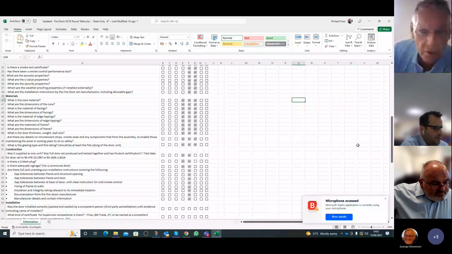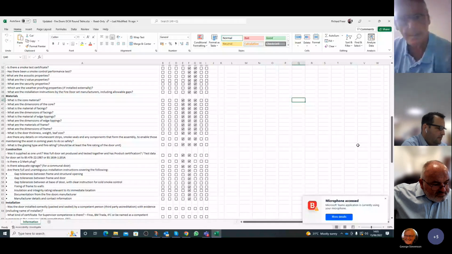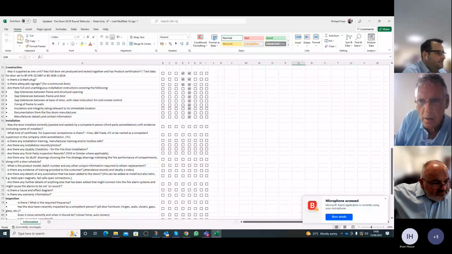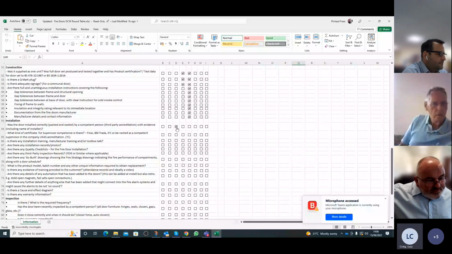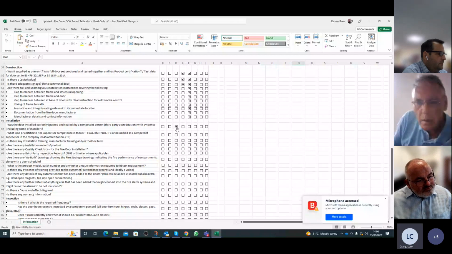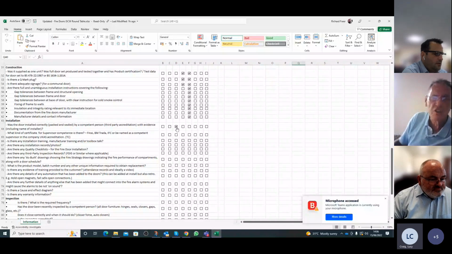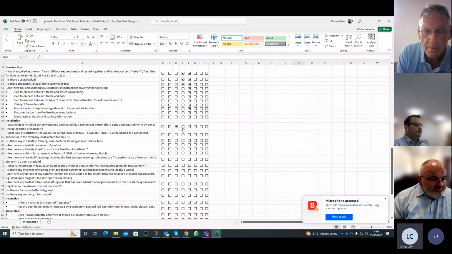Was the door installed correctly, packed and sealed, and by a competent person with a third-party accreditation with evidence? Who would be responsible for supplying that information? I think it's the main contractor. Agree, main contractor. But they'd need it to be supplied by the installer, wouldn't they? So it's a two-part thing. Ultimately it's their responsibility to employ someone who's competent, but the information would come from the installer. So they're culpable, and should be checking and employing the right people.